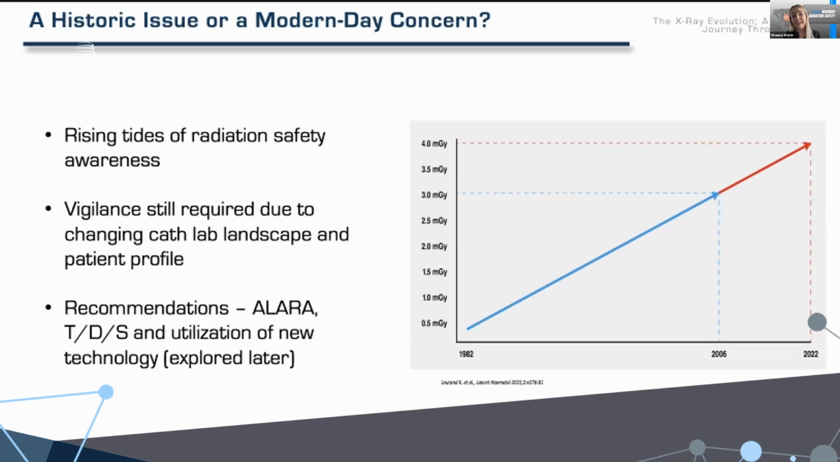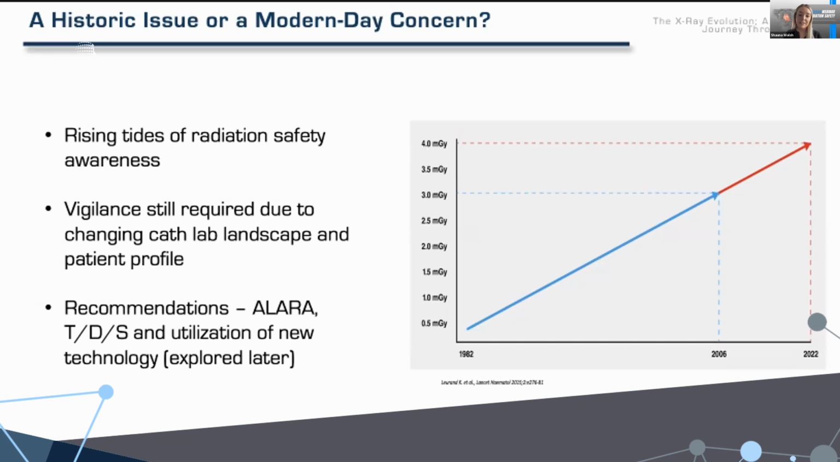However, the cath lab landscape is changing. Our patient profile is also changing. And we have a lot more complex stuff now going to the cath lab than we did years ago. We have high-risk procedures, obesity, an aging population, patients coming that have had extensive historical work in the cath lab, structural disease, etc. So constant vigilance is required. And as Dana mentioned earlier, really focusing on ALARA, as low as reasonably achievable, time, distance, shielding, and utilization of new technology.